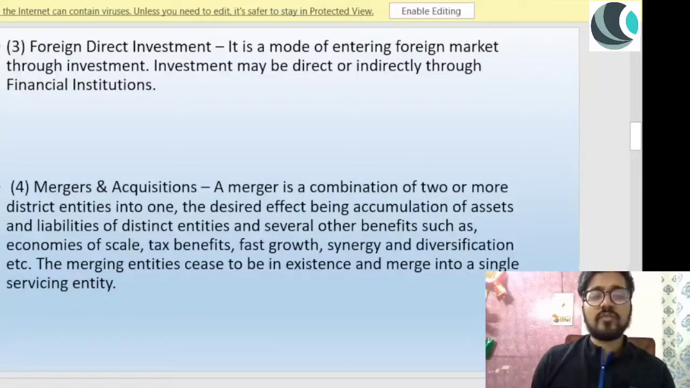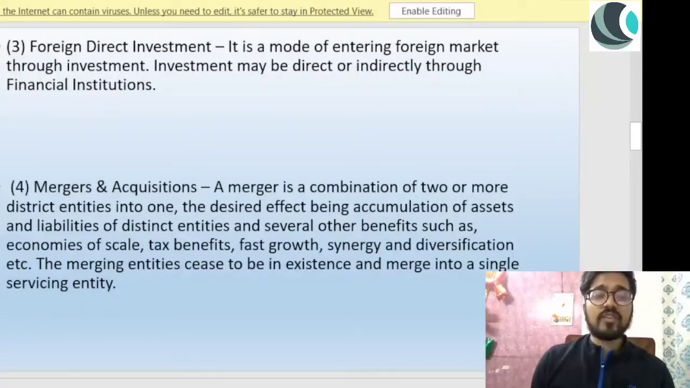So those institutions buy some shares of that particular company. So we are a part of that company. We don't own that company, but some portion of that company, yes, we do own, right? So that's what FII is, and foreign direct investment. I hope I have made myself very clear on this.